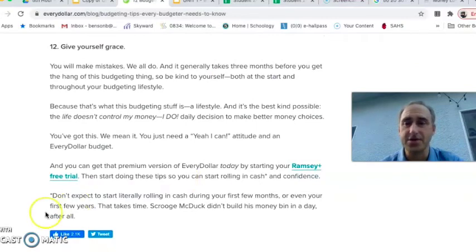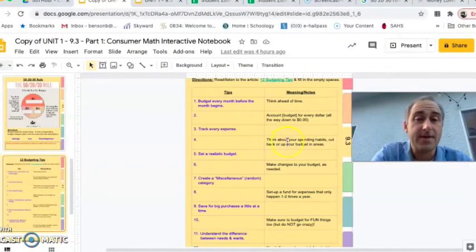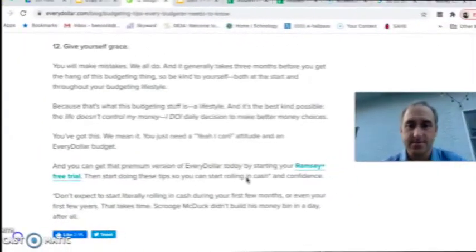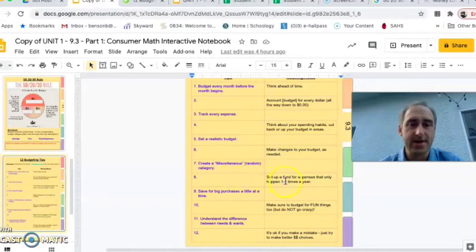Let's go back and finish the table. The 4th tip, it means thinking about your spending habits and cutting back on your budgets. The 5th tip, realistic budget, what is it? And keep working down the page. Finish the table. What was number 8? It had to do with setting up a fund for expenses that only happen 1 or 2 times a year. Look at 11. Understand the difference between needs and wants. What did it say in the article about that?